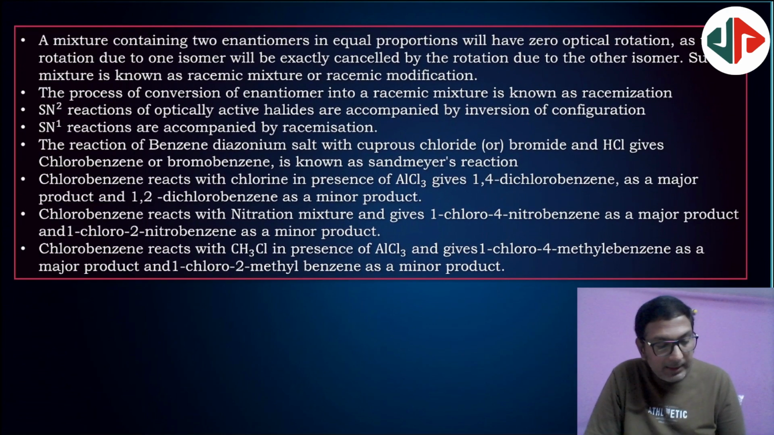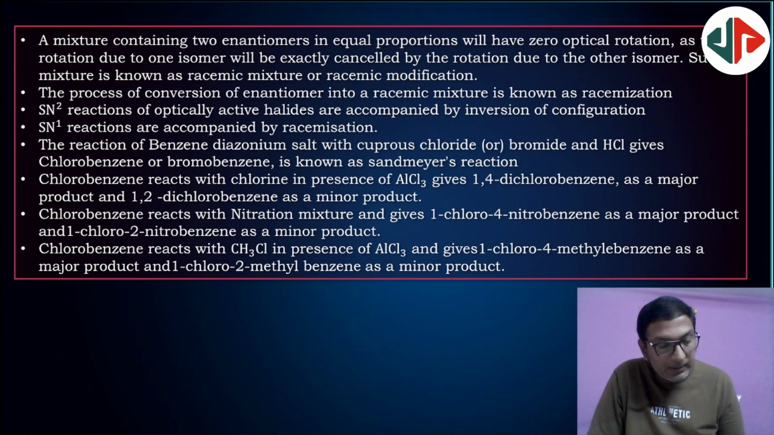Next, a mixture containing two enantiomers in equal proportions will have zero optical rotation, as the rotation due to one isomer will be exactly cancelled by the rotation of the other isomer. Such a mixture is known as a racemic mixture or racemic modification. Very, very important.